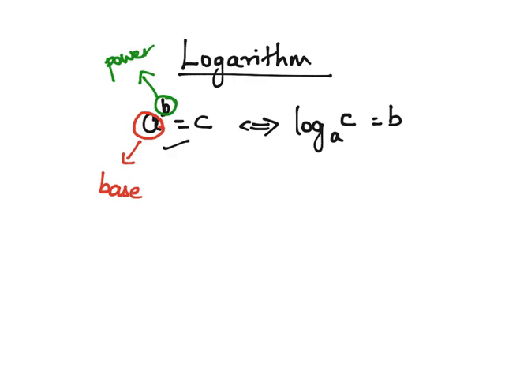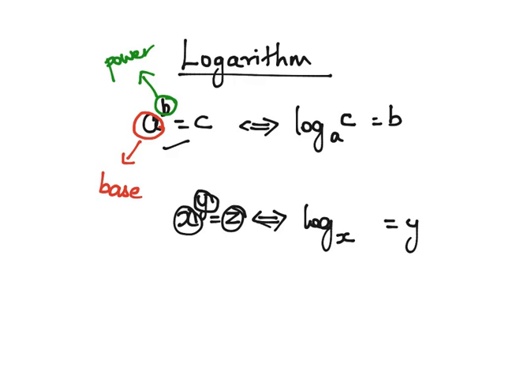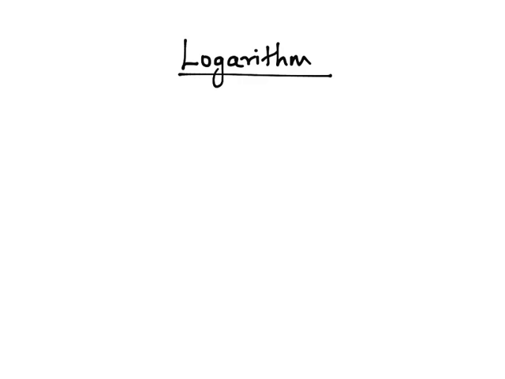So let us see one more example. X power y equal to z. So I can write this as log, the base is x, so for log also the base will become x, the power is y, that will become the value, and whatever is left will come here. So log z to the base x equal to y, right? Okay, let us see one more example.